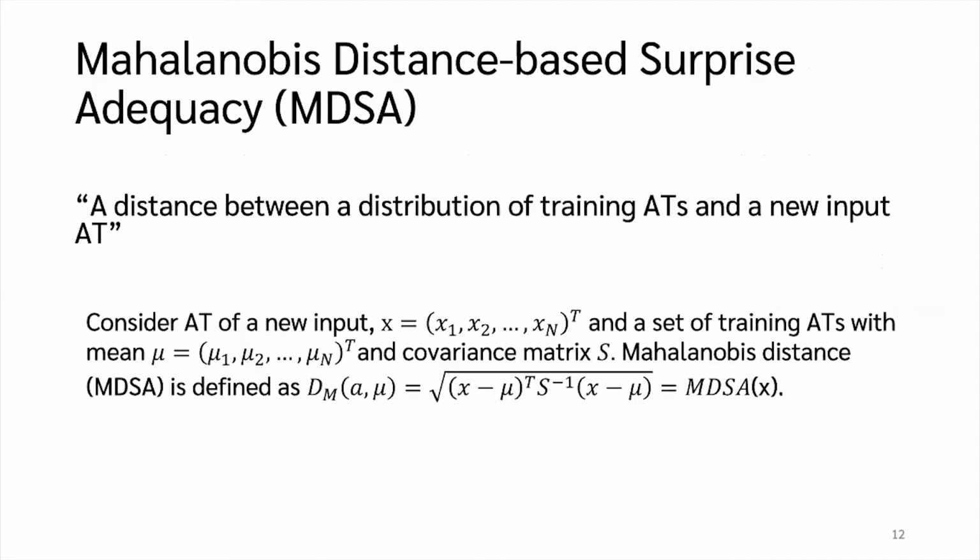And the second surprise adequacy is called Mahalanobis distance-based surprise adequacy, MDSA. Unlike LSA, MDSA is a direct distance metric between a distribution and a point. In our case, the distribution is the distribution of training activation traces, and the point is the activation trace of the new input. MDSA is known to be more efficient than LSA because it only uses the mean and covariance matrix of the training activation traces.